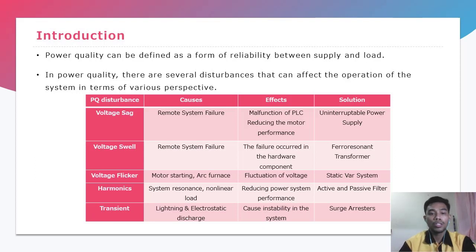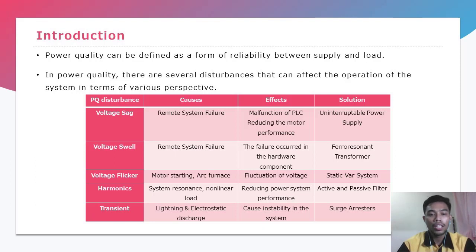For the introduction part, power quality can be defined as a form of reliability between supply and load. When there is reliability, there can also be disturbances. There are several disturbances that could affect the operation of the system: voltage sag, voltage swell, voltage flicker, harmonic, and also transient.